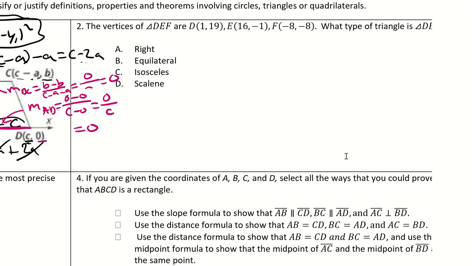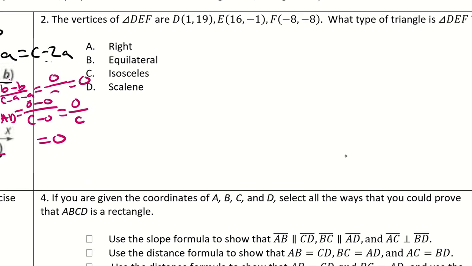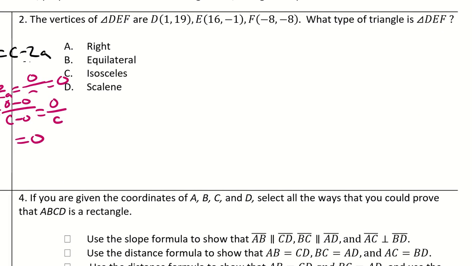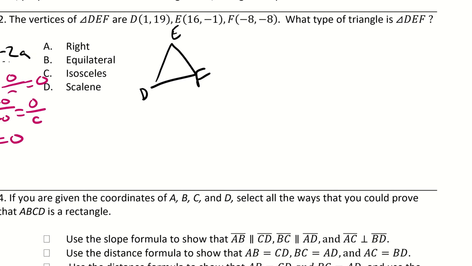Okay, all right, so number 2, the vertices of the triangle are given. What type of triangle is it? All right, so we got a triangle DEF, and we need to basically find the length of all of the sides, to see if it's equilateral or isosceles or whatever. So let's use the distance formula. Let's do DE first. So DE equals square root. Subtract the x coordinates, subtract the y coordinates. So we got 16 minus 1 squared plus negative 1 minus 19 squared.